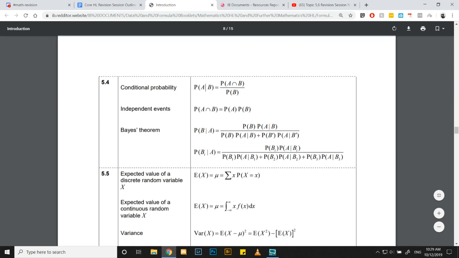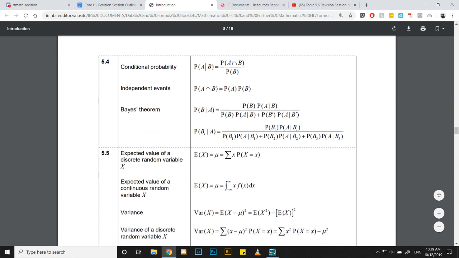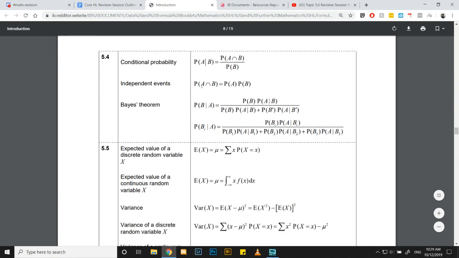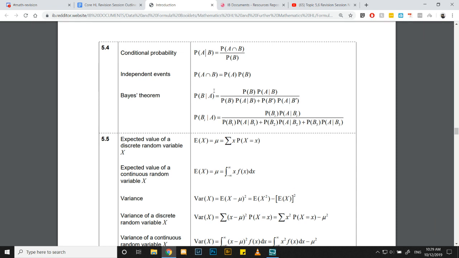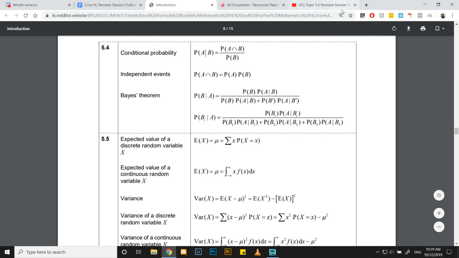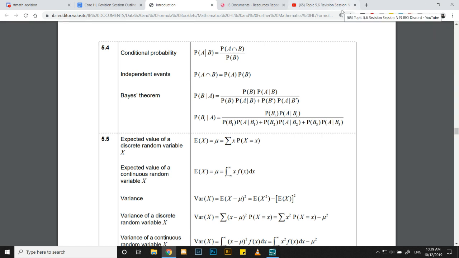And then you have independent events again. This is if the events are in no way connected to each other, then the probability of A intersection B is the probability of A times the probability of B. Now this happens quite a lot actually. You might not have seen this formula before, but you use this thing all the time. So say, what's the probability of me rolling a die the first time and rolling a die the second time and both times getting a 1?